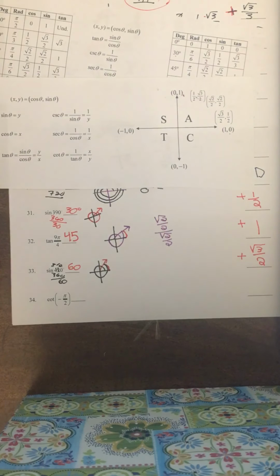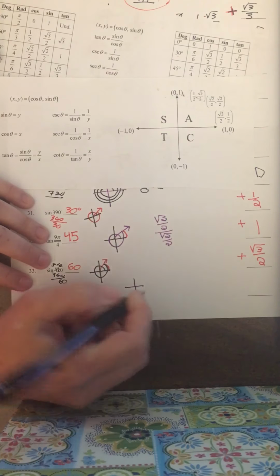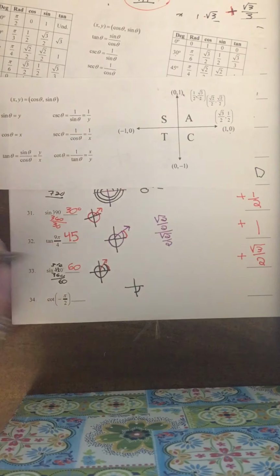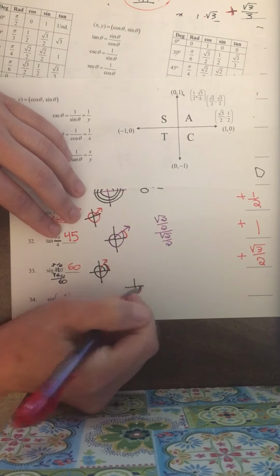Okay, cotangent of negative pi halves. So we can graph that here. Negative pi halves would just be right here. So that is a 90 degree reference angle. And when we're here, that's this point we're looking at right here. And cotangent, remember tangent is sine over cosine, which is y over x. So cotangent is x over y. So it would be 0 over negative 1, which is just 0.